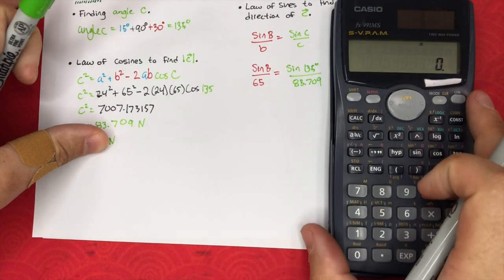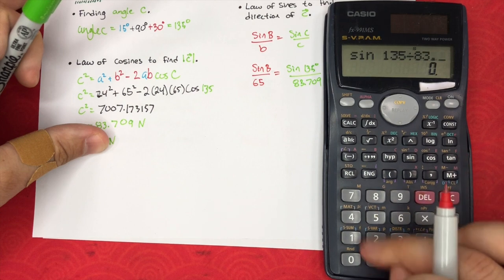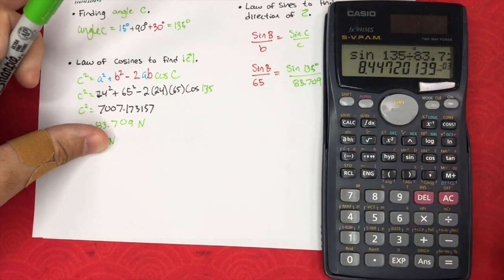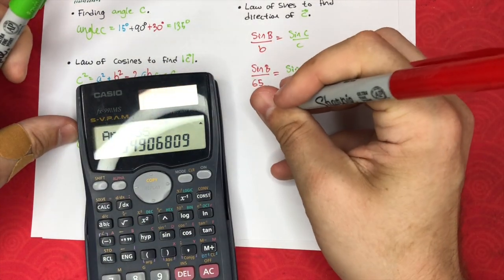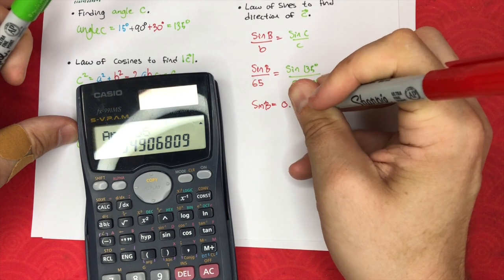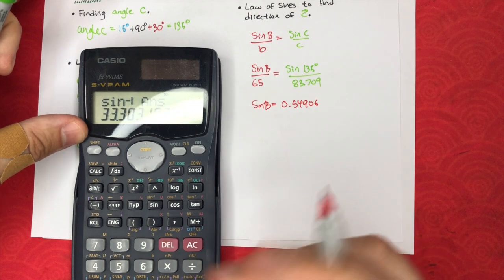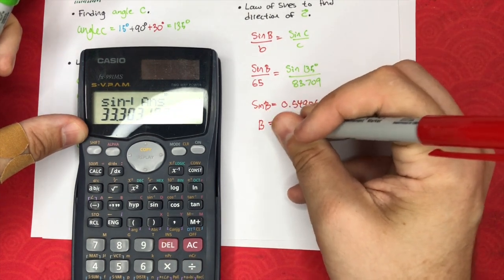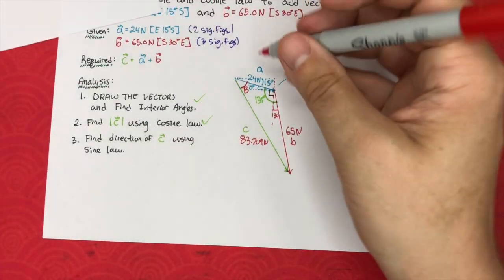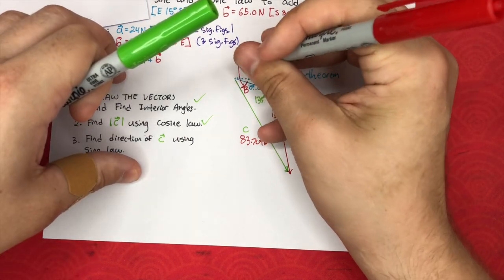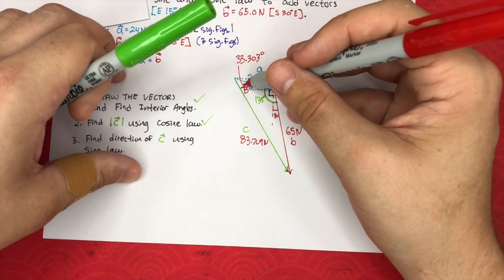I'm going to put that into our calculator now. We're going to have sine of 135 divided by 83.709, and then we're going to multiply that by 65. And this is going to give us an answer of sine B equals 0.54906. Now we just need to take the inverse sine of this answer, and that'll leave us with an angle of 33.303 degrees. So going back to our diagram, we see that this is 33.303 degrees.